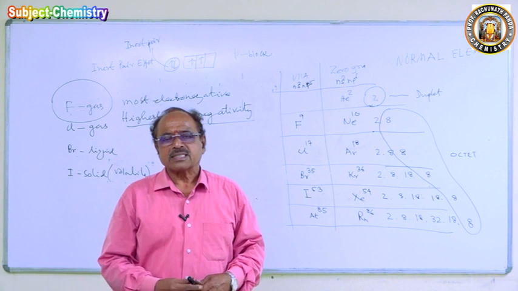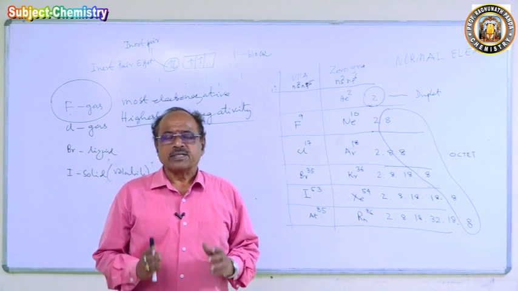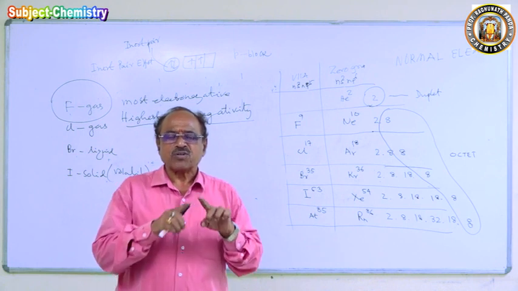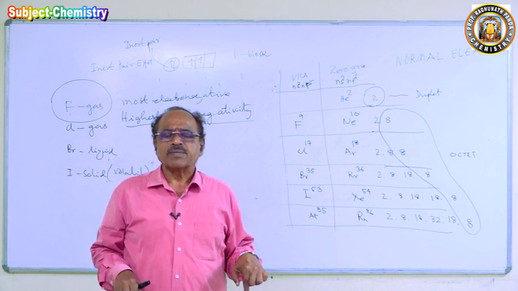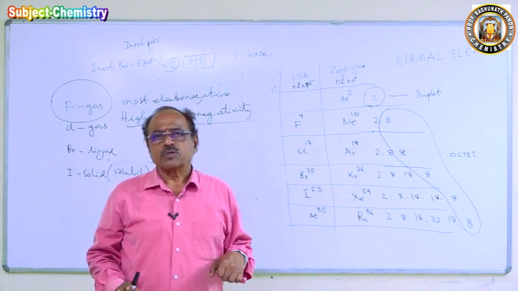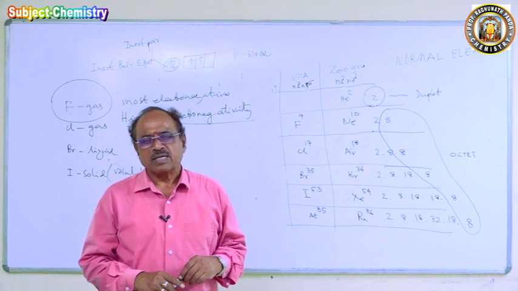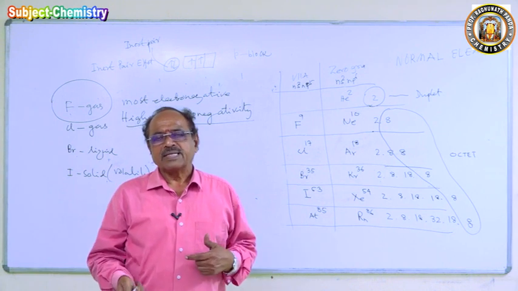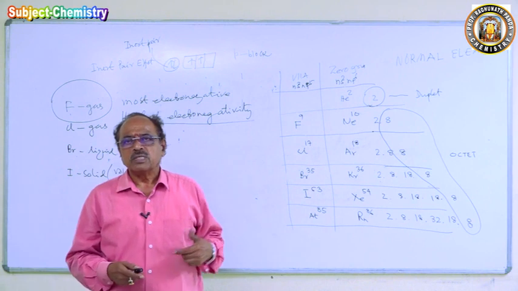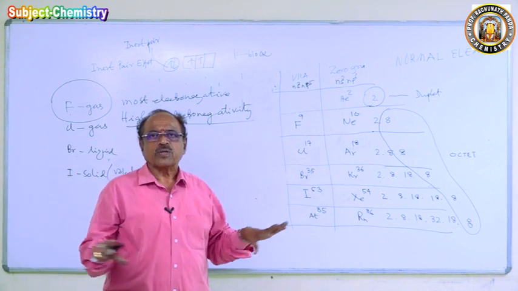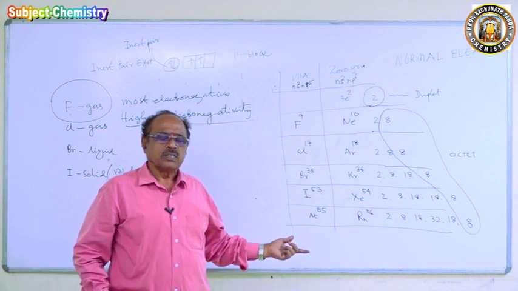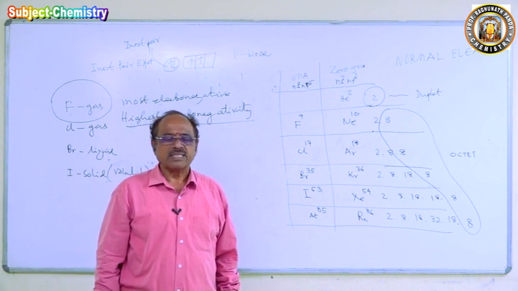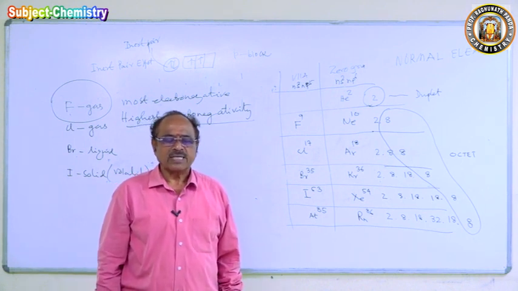Children, next class I will talk to you about variable valency, the valency exhibited by the transition elements, the d-block elements of the periodic table. They are called B subgroup elements. Thank you so much for listening so nicely. Go through the notes I have given you and the picture I have written, and open your periodic table. Next class I will talk about the valency exhibited by the d-block elements or B subgroup elements. Thank you very much.